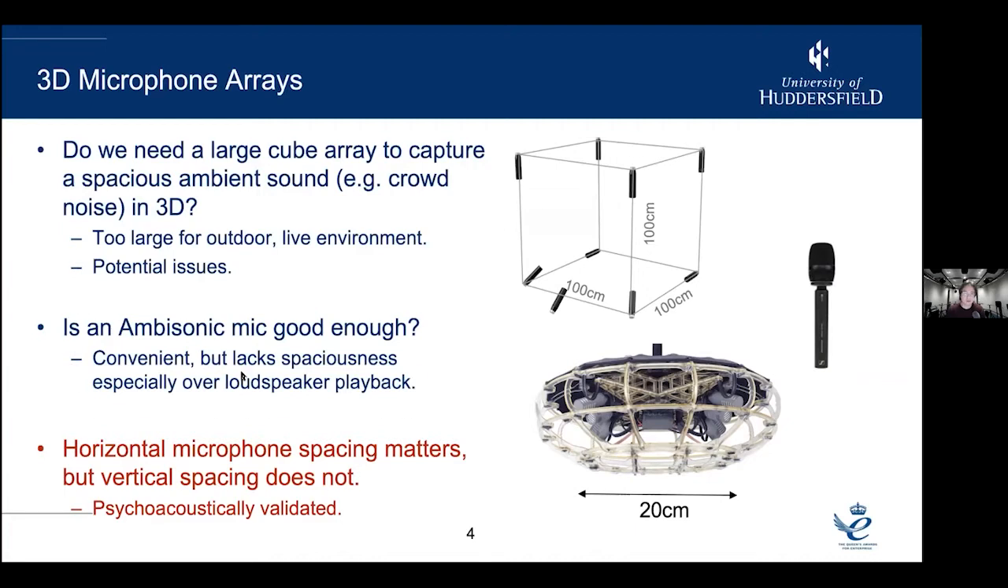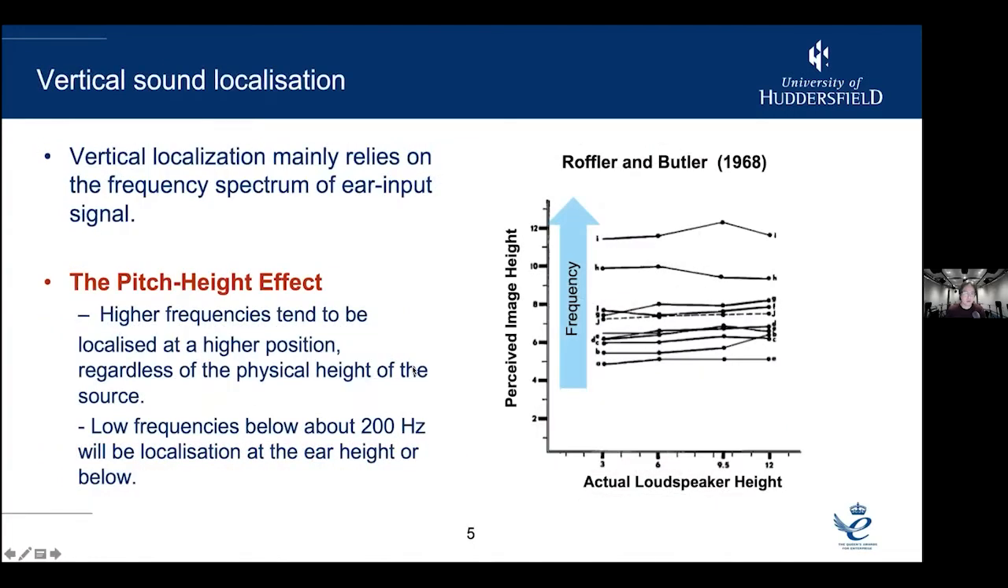So next, I'll be briefly talking about some psychoacoustic principles of vertical perception. Basically, the way we perceive localized sound vertically depends on the frequency spectrum of the ear input signal rather than interaural time or level differences. So this pitch height effect is basically the main cue for vertical localization.